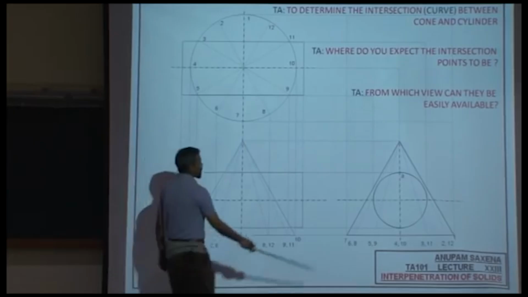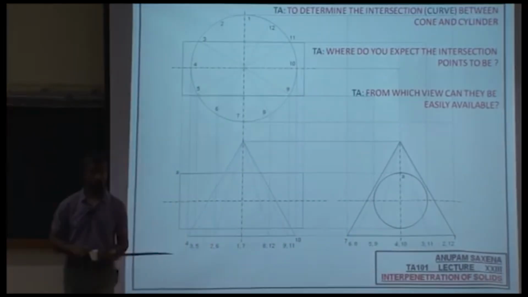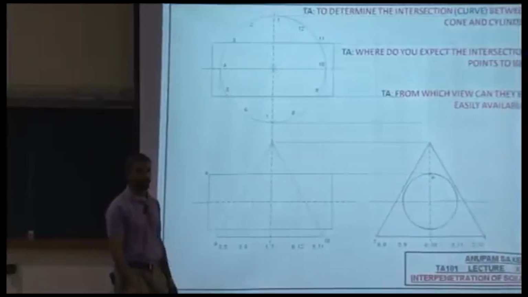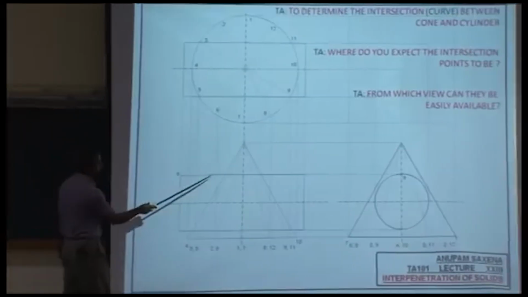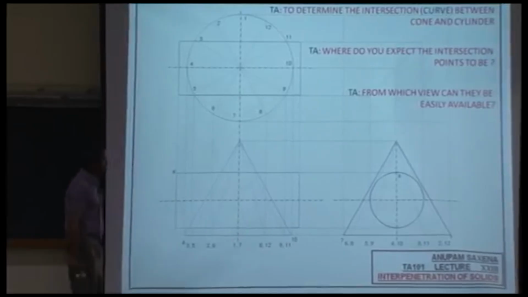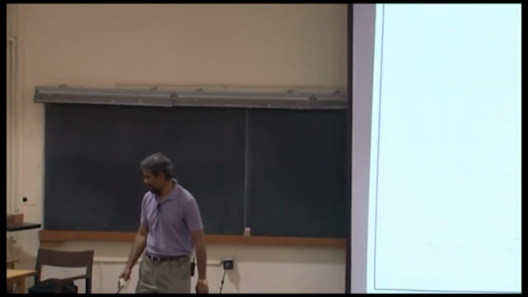Now, in the front view, how would this show up? It would be on what slant lines? 4 and 10. Where is 4? Here. Where is 10? There. So point A is going to be on these two lines in the front view. Right?